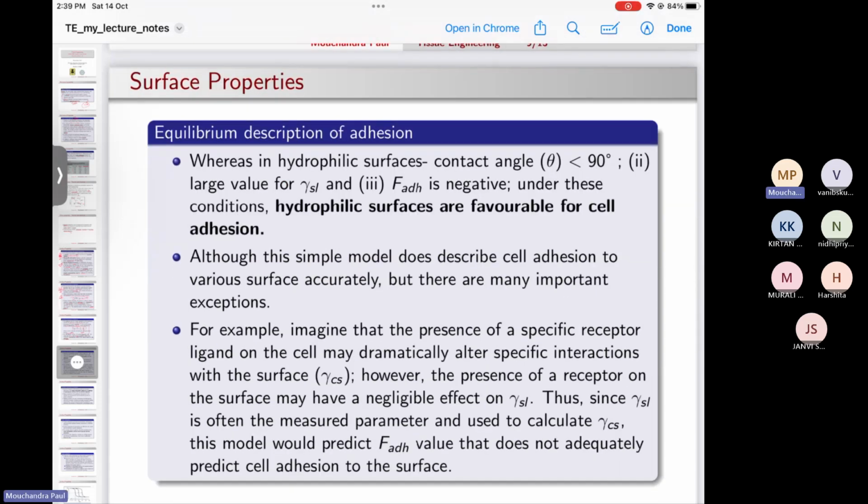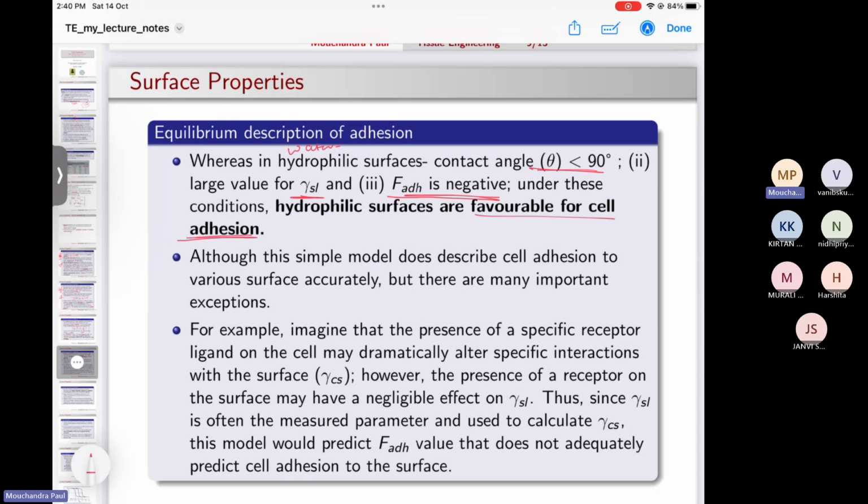Whereas hydrophilic surfaces are those surfaces which love water. If you put a drop of water on a hydrophilic surface, the water drop will spread. It will not form a bead. On those kinds of surfaces, the contact angle that the droplet forms with the surface is less than 90 degrees. The surface tension has a large value, and the free energy of adhesion is negative. Under these conditions, hydrophilic surfaces are favorable for cell adhesion.